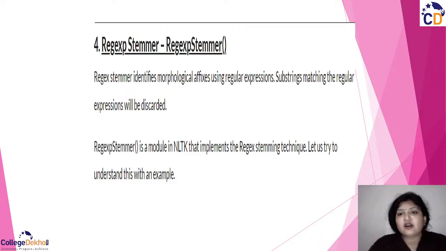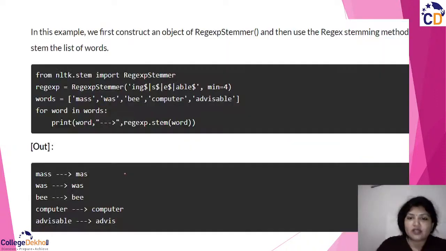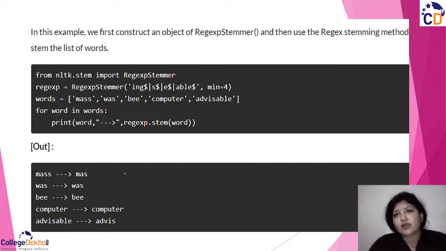So this is what we have. Substrings matching the regular expression will be discarded. This is a module in NLTK that implements the regex stemming technique. Let us try and understand it with an example. Here we have another example which is using the regex stemmer. As you know, in programming we use regular expressions, or whenever we are doing web scraping, right?